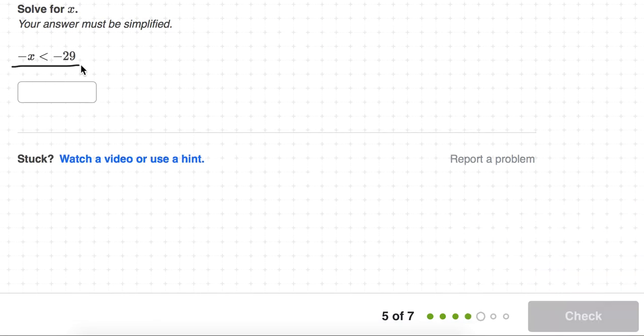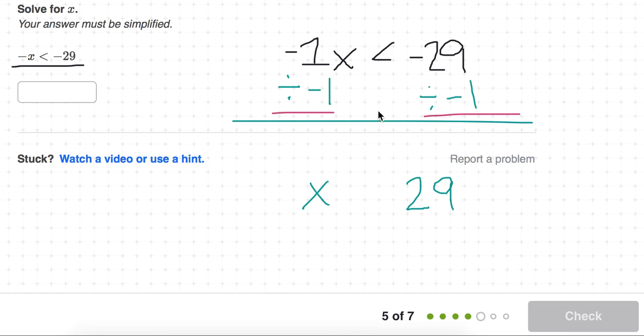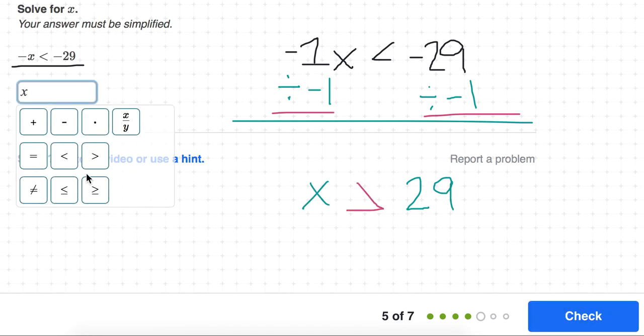Ooh, a tricky one. If there's no coefficient in front of x, it's like a phantom 1. So we have negative 1x is less than negative 29. And we're going to divide or multiply both sides by negative 1 to get x and positive 29. But since we divided both sides by a negative, we have to flip the inequality symbol. We get x is greater than 29.